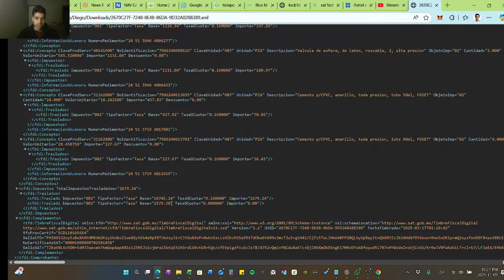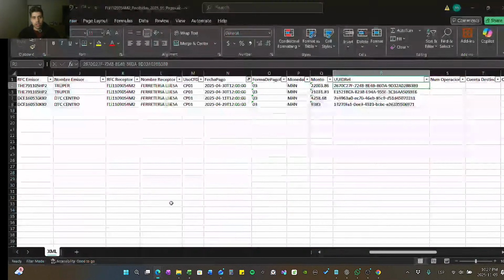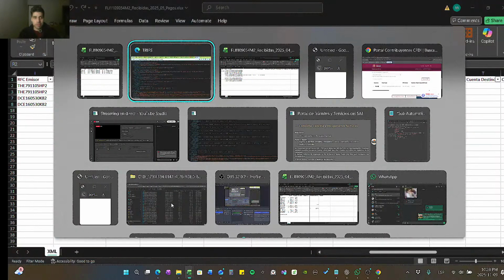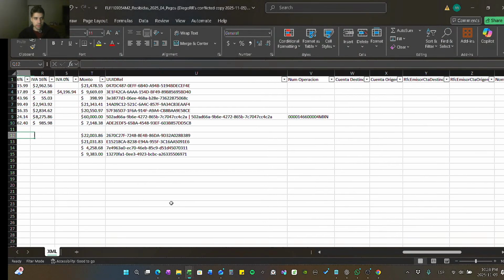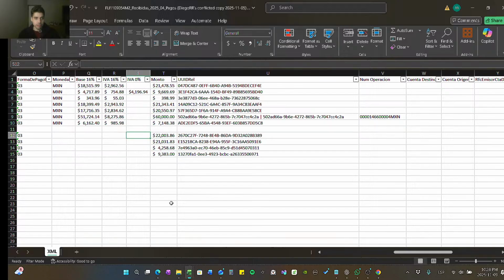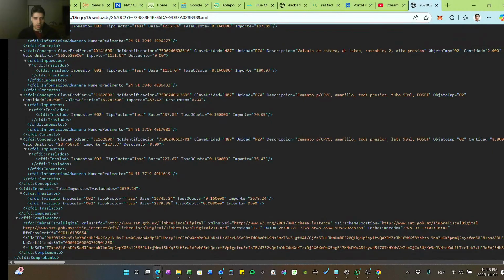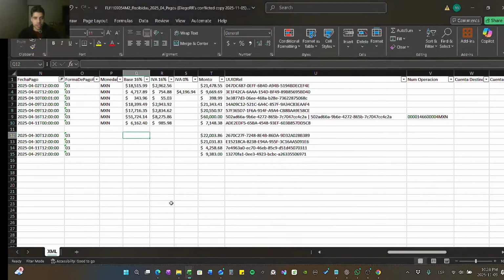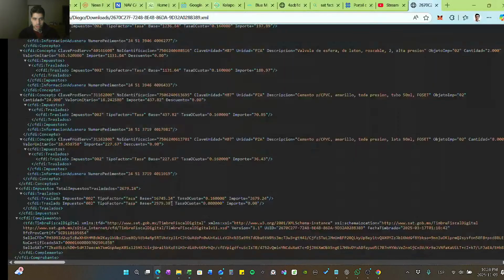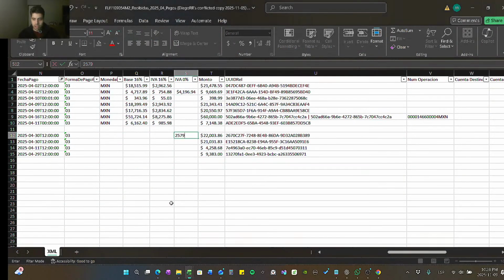Right here you can see. So I need to go and separate that from, where is it? Separate that from the original price, I mean the base at 16% rate. So I do know that 2,579 were taxed at 0%, 215,079.